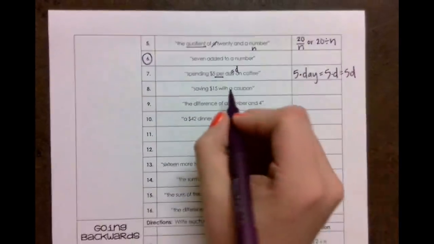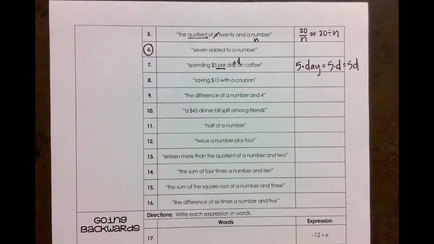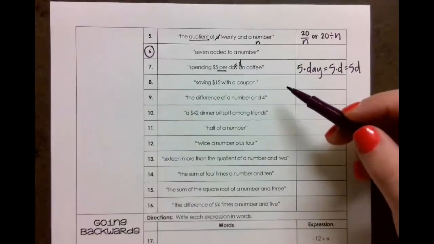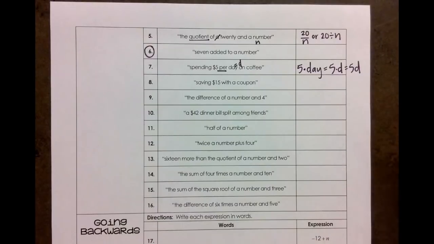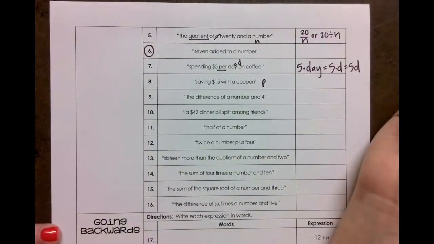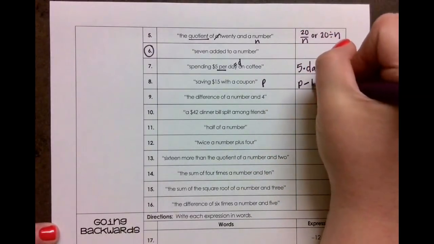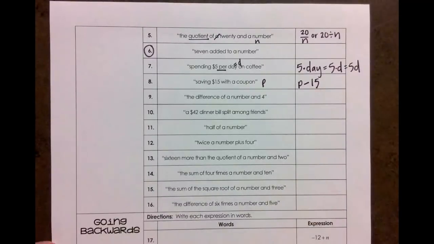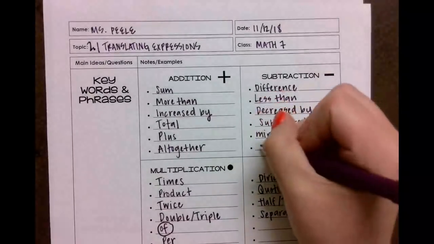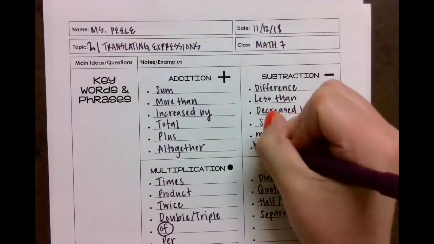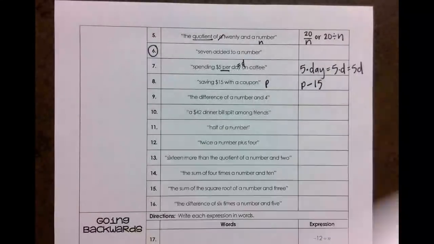What I need you to think about is, if I'm saving $15 worth of coupon, then that means that the original price is being subtracted. I'm subtracting 15 from the original price. Does that make sense? So basically, let's say that P is the total cost of my item. So if I'm saving $15, then I'm just going to do P minus $15. So the price of the item minus $15. Now, if you look back at your front sheet, if you'd like, you can go ahead and add saving in quotations to your subtraction one, to help remind you that that's what that means if you're dealing with a coupon.